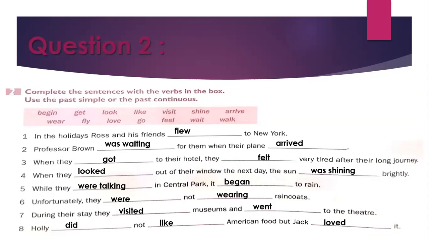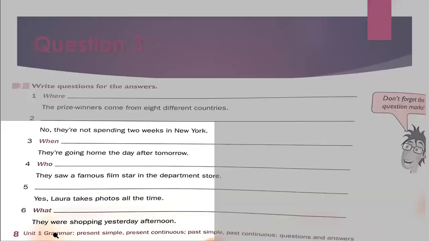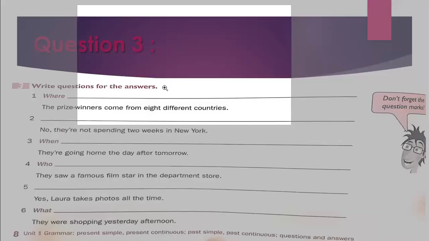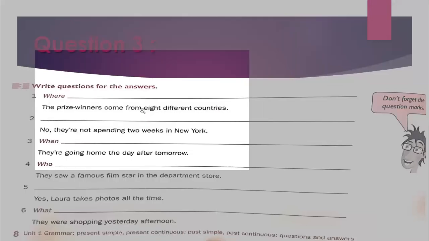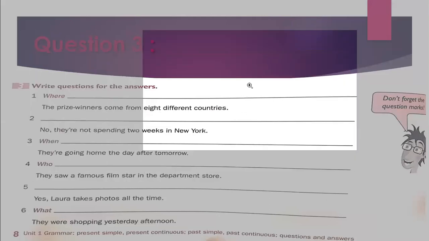Exercise 3, write questions for the answers. Here they give you the answer and it's your turn to give them the question. You are going to write a question for these answers. So let's start with the first one. The prize winners come from 8 different countries. We use where to ask about the place, which is 8 different countries.